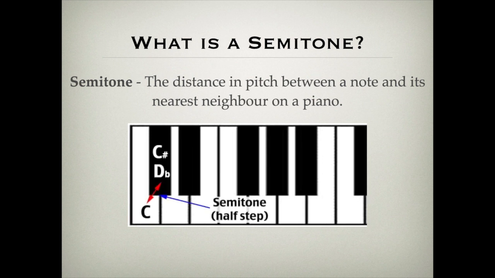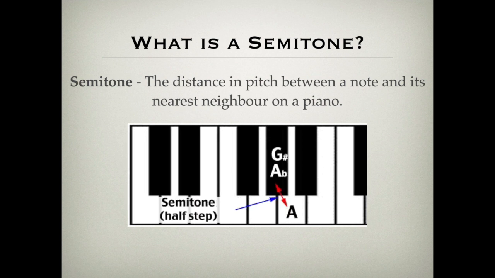Here you can see we've got a C, and the black note that's closest to it can either be known as C sharp or D flat, and that distance is known as a semitone. You'll sometimes hear it referred to as a half step. Now if you listen to it, they sound really close together.